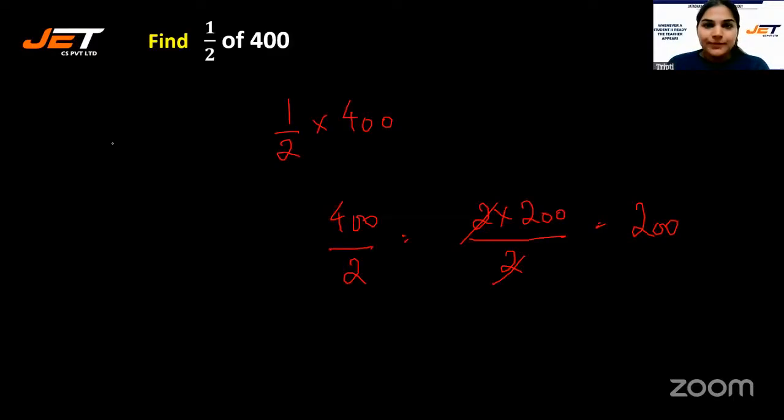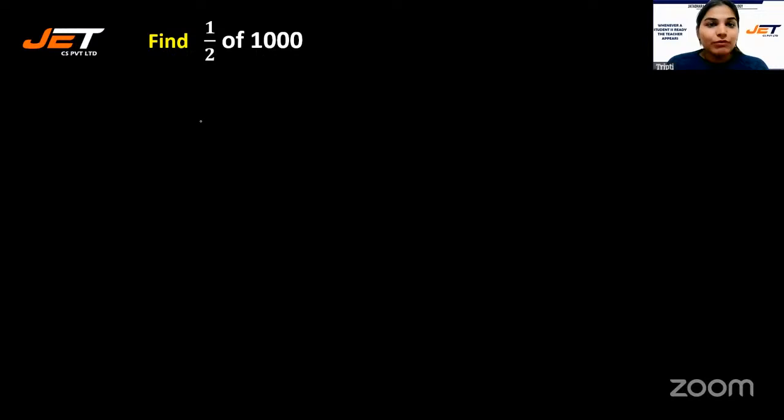I'm back. Okay, so we were doing this question, 1 by 2 of 400. I hope you are able to see my screen. So 400 by 2, 400 will be written as 2 times 200 and 2 in the denominator. 2 cancel, 200 is the answer. Next, 1 by 2 of 1000.